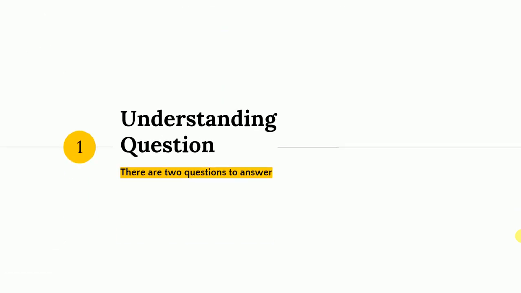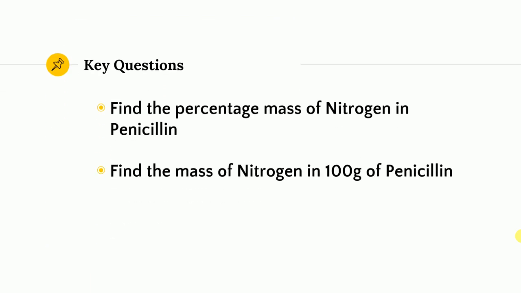The first thing we have to do to tackle our problem is to understand the question, and for today we have two questions to answer. The first question is to find the percentage mass of nitrogen in penicillin. The second question is to find the mass of nitrogen in 100 grams of penicillin. So the difference here is that the first question does not give you the amount, but the second question gives you a specific amount of the compound, and therefore we have to be careful when tackling the second question. Usually, they will give you something a little bit more challenging, like a more complex number. For example, 203 grams or 310 grams, something like that.